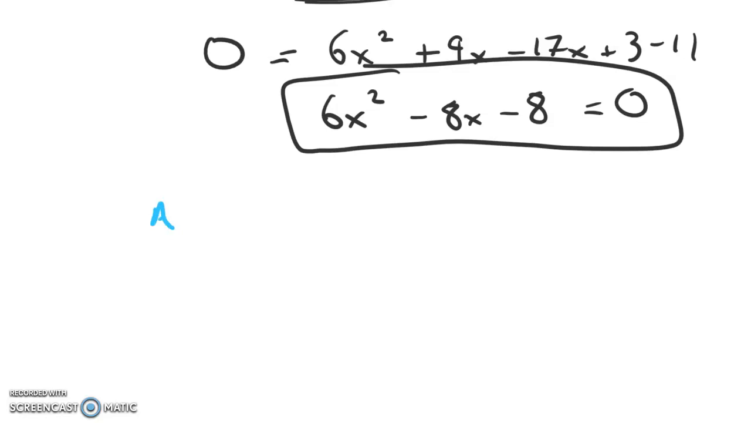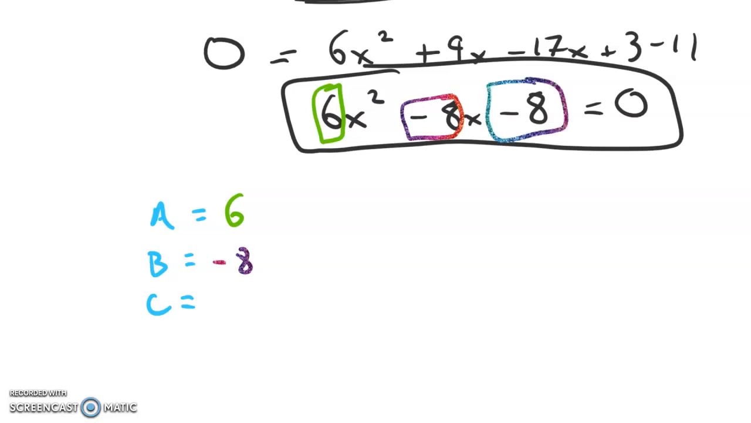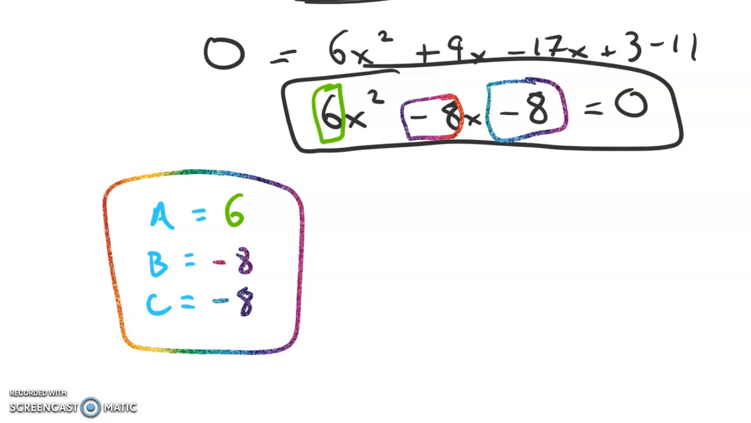And I solve it by using the minus b formula. So I have to get what a is, what b is, and what c is. A is whatever number is in front of the x squared, so it's 6. B is whatever number is in front of the x, so it's minus 8. And c is whatever number is at the end. Minus 8.